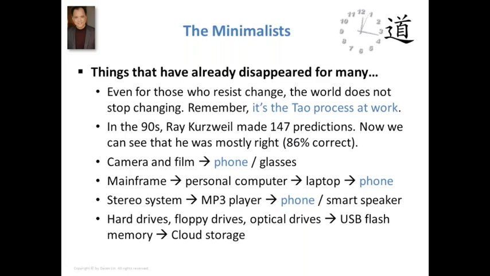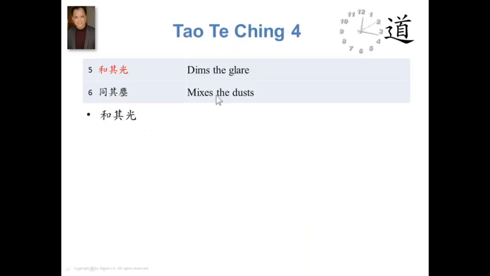Okay, so moving on to the rest of Tao Te Ching, let's talk about this line here. Dims the glare. What does that mean?